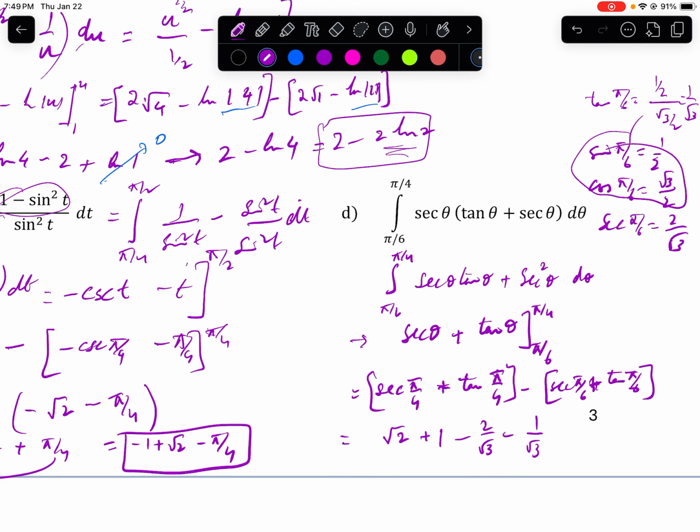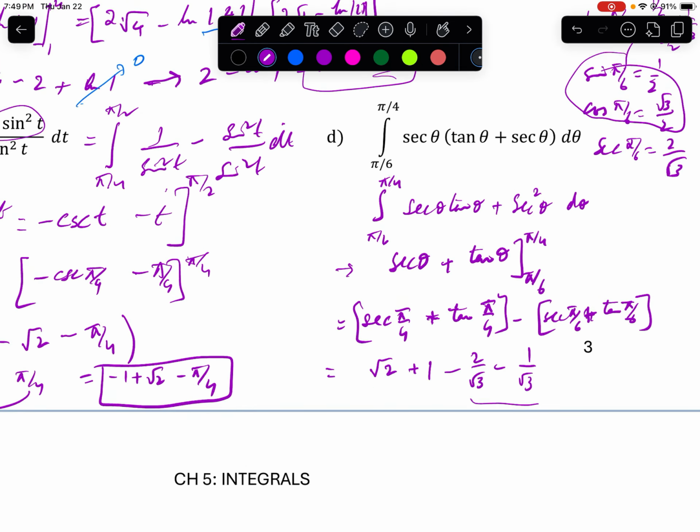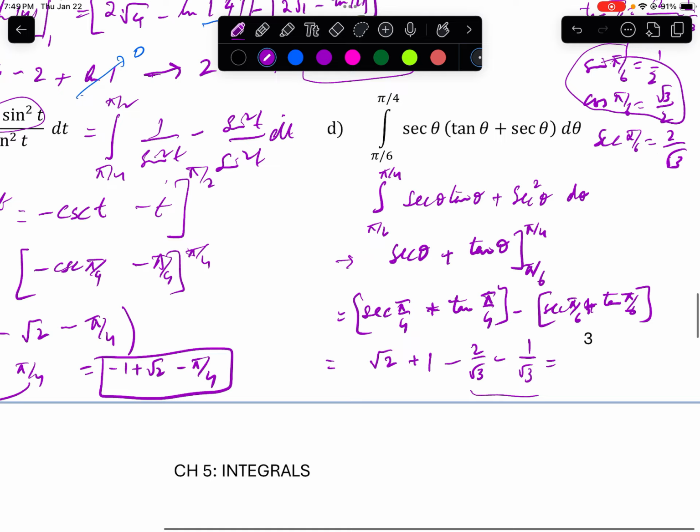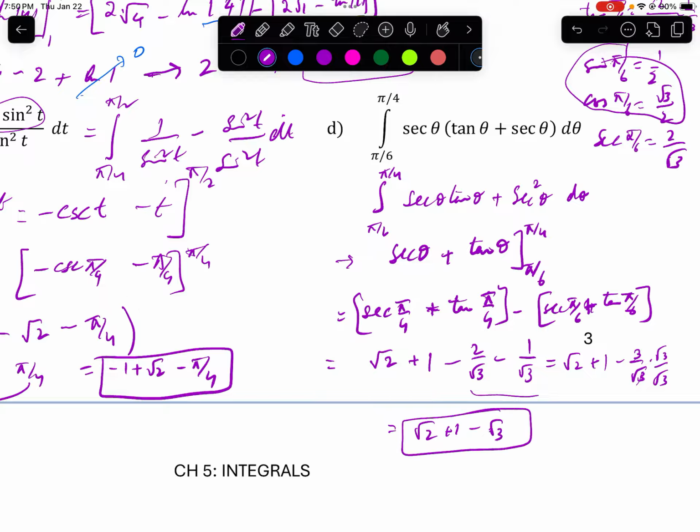We can combine these two. So we get square root of 2 plus 1 minus 3 over square root of 3, which actually can be simplified by rationalizing this one. So we end up getting square root of 2 plus 1 minus square root of 3. That is the answer. So this is how we do the definite integral. Let's stop now.